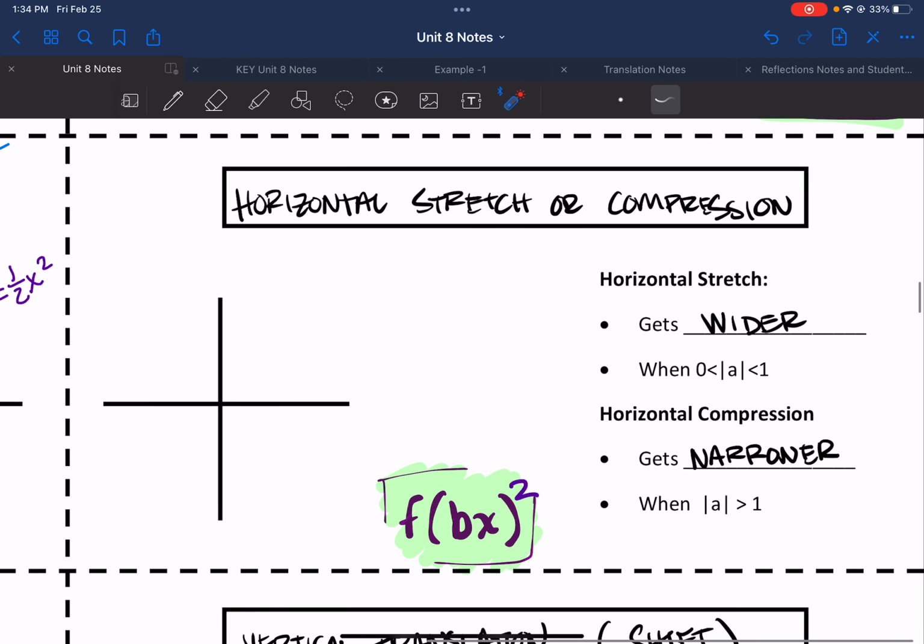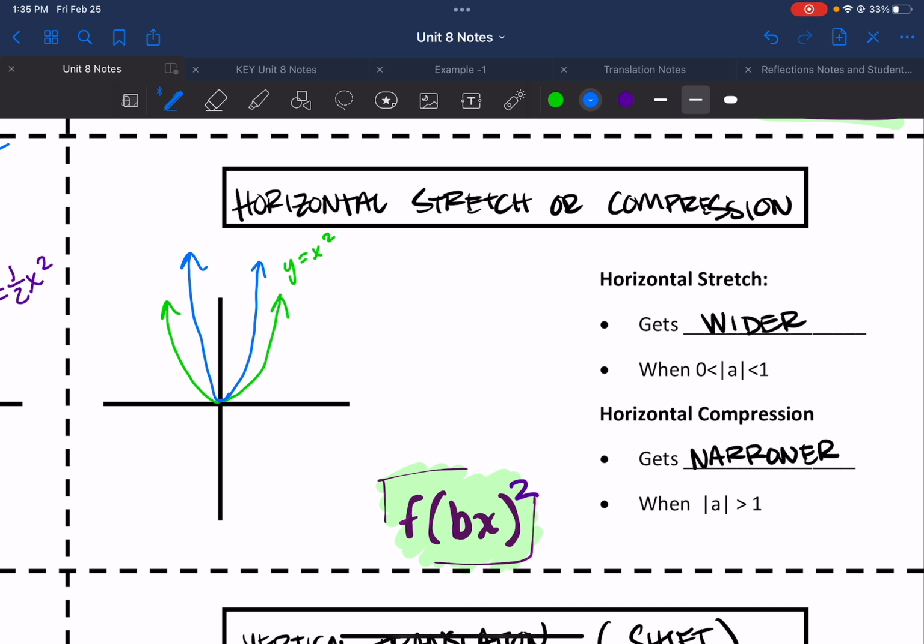So let's go ahead and draw some examples real quick. Again, let's start with the parent function. Remember, the parent function is just a parabola like this. Let's call that y equals x squared. Now let me draw a function that is more narrow. We'll say here and here. Now this is what it would look like.